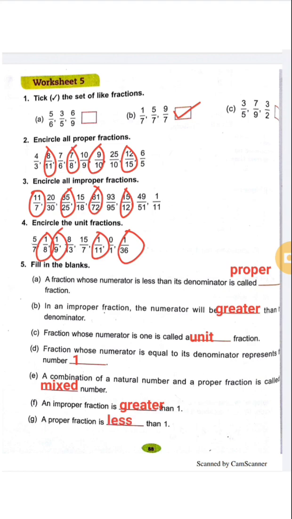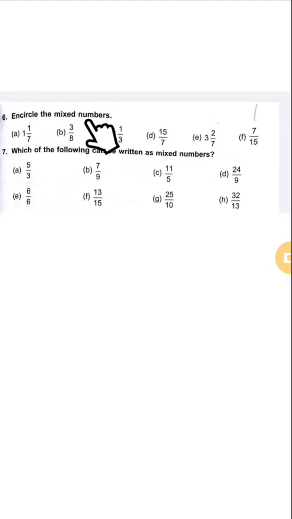Now come to the next question. Encircle the mixed numbers. Mixed numbers are those numbers which are a combination of natural number and a proper fraction. So see carefully. This is natural number 1 and this is proper fraction. So this is a mixed number. We will encircle it like this. Then next one, 3 upon 8. This is only proper fraction. Yes, this one is the mixed number. Now this one, this is improper fraction. This one, yes, this is again the mixed number having the combination of natural number and the proper fraction. So we will circle it. Last one is the proper fraction.